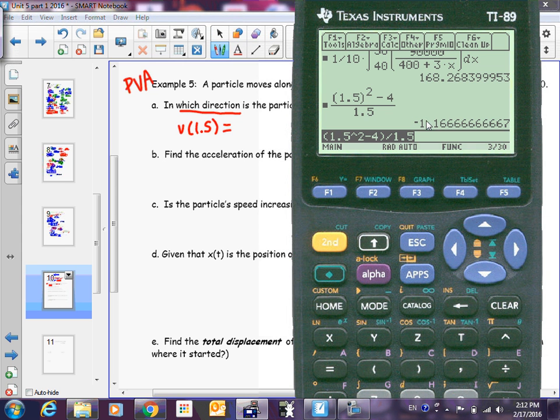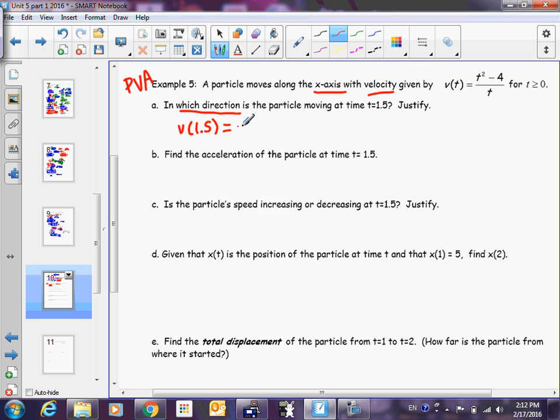Okay, so at t equals 1.5, the velocity is negative 1.167. So, because the velocity is negative, the particle is moving to the left. And that we can say because v of 1.5 is negative, we could say less than 0. You could say the velocity is negative, but then you have to say at t equals 1.5. So you need all those elements in there, but you can be creative with how you write it out.